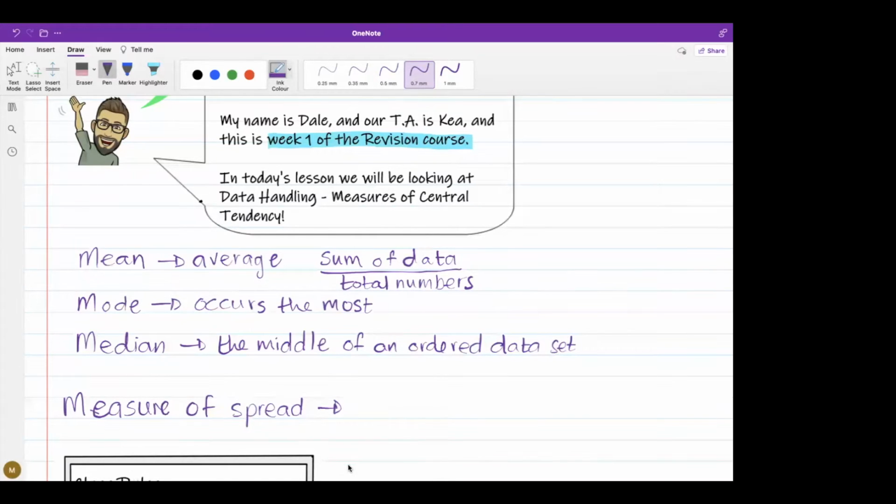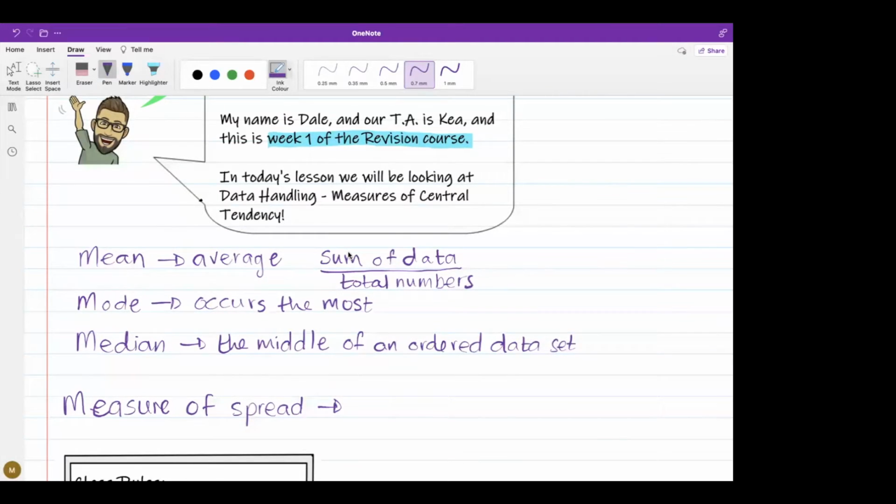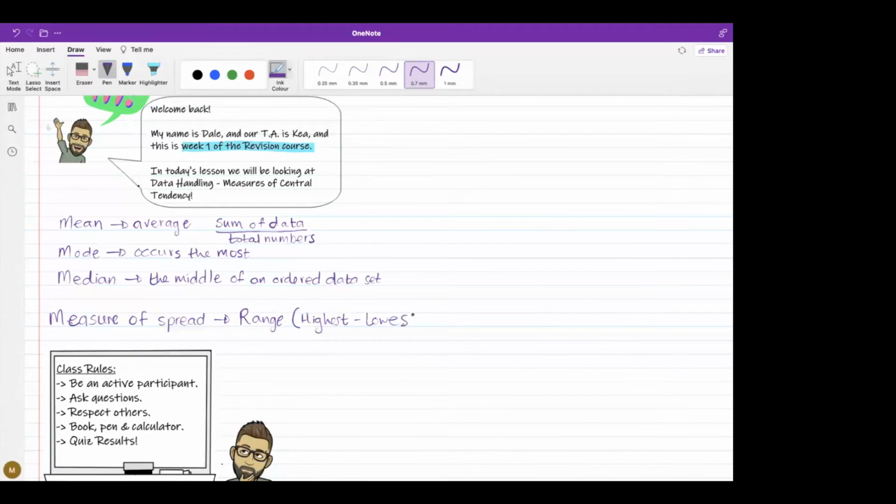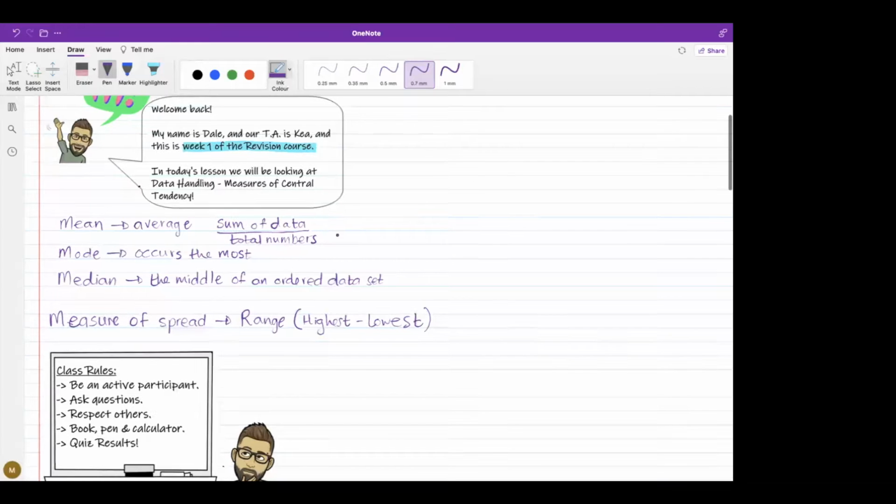Ma'am, I'm not sure, but I think it's like the largest number minus the smallest. That is exactly it. Well done. So we take our largest number minus our smallest number, and that is called the range. Our highest or biggest number minus the lowest or smallest. That is for all grades.